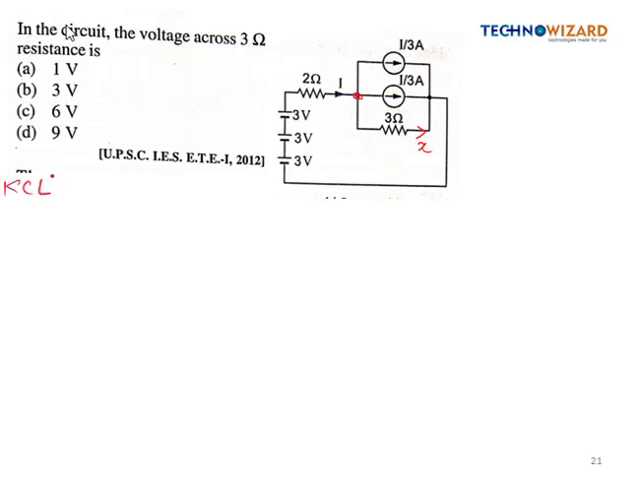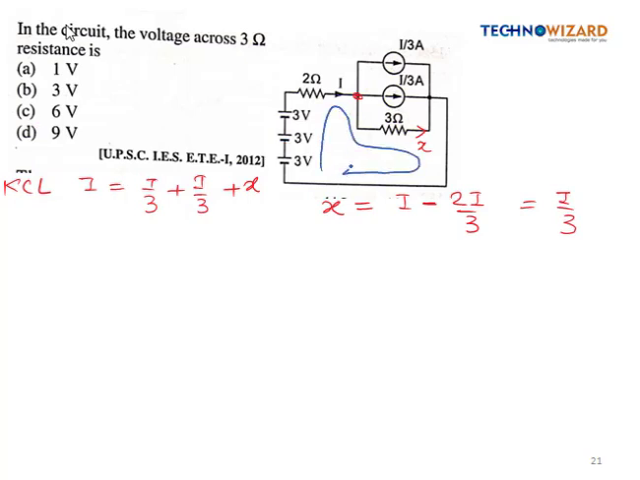So simply we will apply the KCL, right? So incoming current is I, which is equal to outgoing current I by 3 plus I by 3 plus current X. So we have to find out the value of X current, which will be equal to I minus 2I by 3, right? So this X current will be equal to I minus 2I by 3, so it will be simply I by 3 current, right?